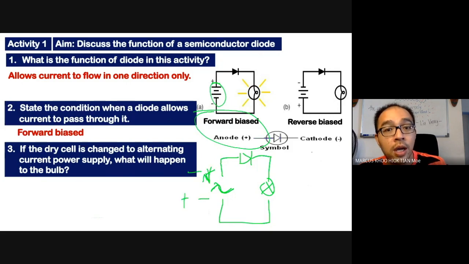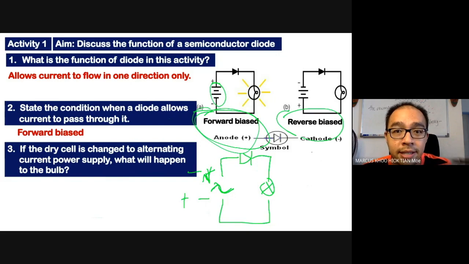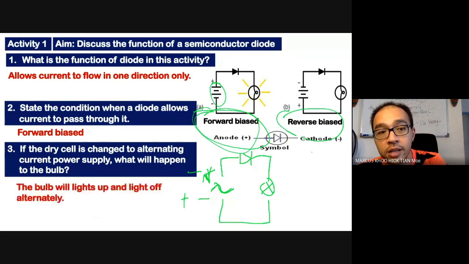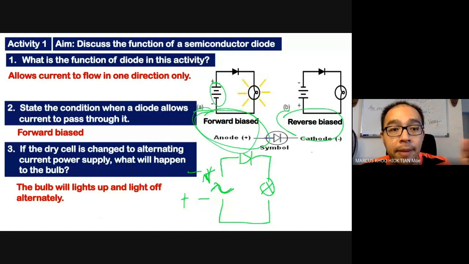So that's true. But talk about the condition. It is actually sometimes forward bias, sometimes reverse bias. So the forward bias and the reverse bias will alternate because of the alternating current. So the bulb will light up and light off alternately. Or you can say the bulb will start to blink.